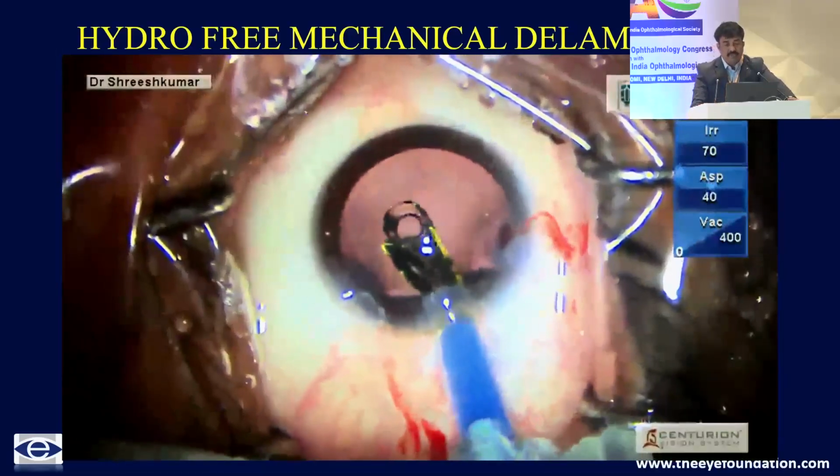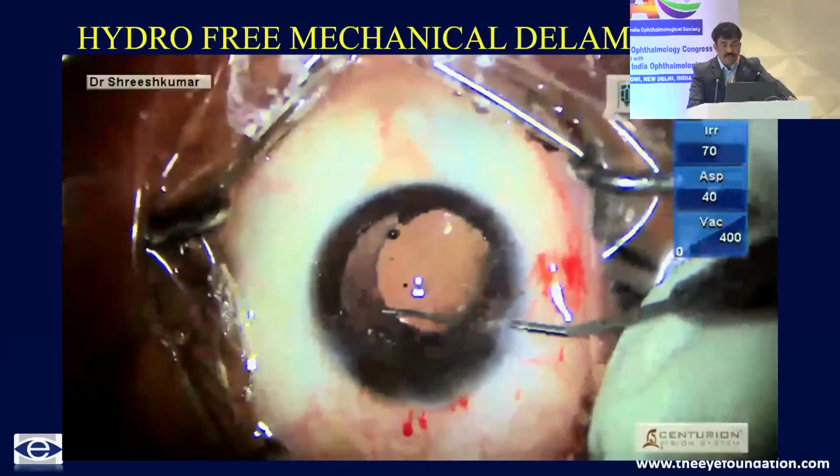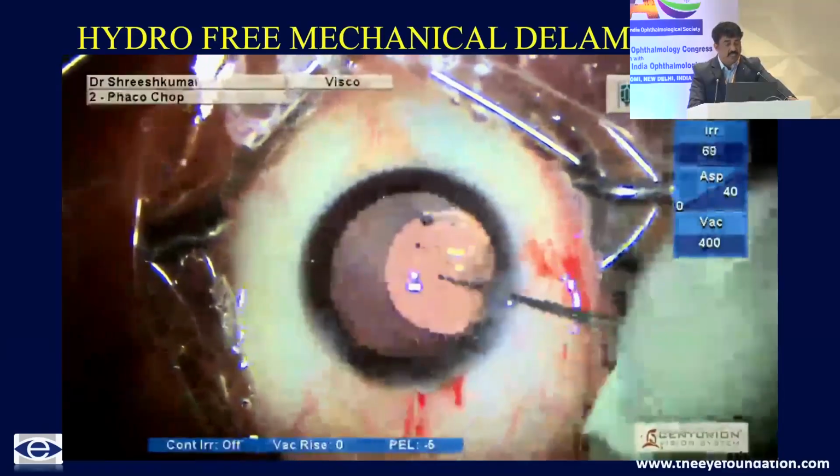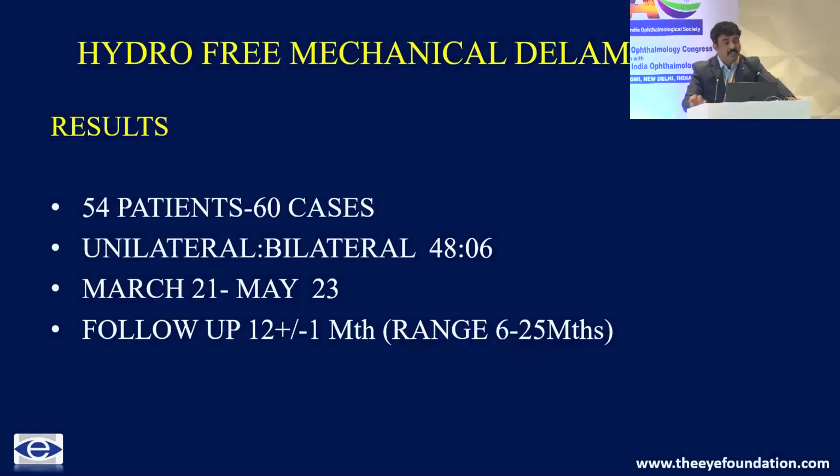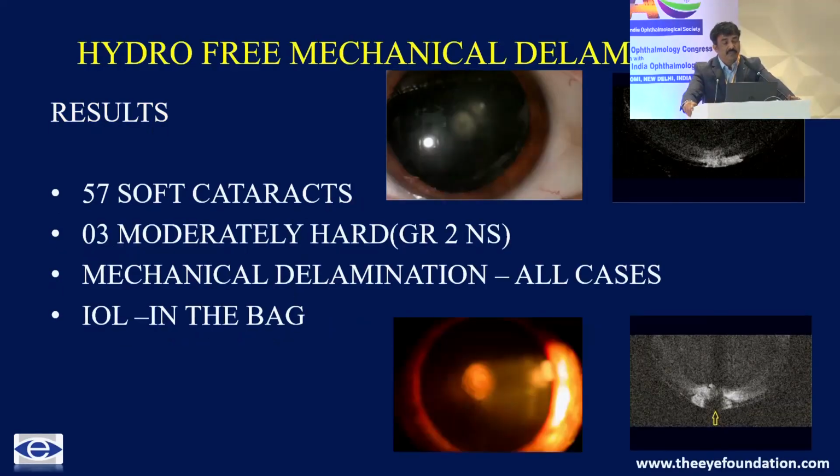So the hydro was avoided just to prevent any inadvertent escape of fluid into the subcapsular space. We included 60 cases of 54 patients, of which 48 underwent unilateral surgery and 6 bilateral, and the follow-up period ranged from 6 to 25 months with an average of 12 months. Of the 60 cases, 57 were soft cataracts, and only 3 had a moderate degree hard cataract, and mechanical delamination was possible in all the cases, and we could place the lens in the bag.